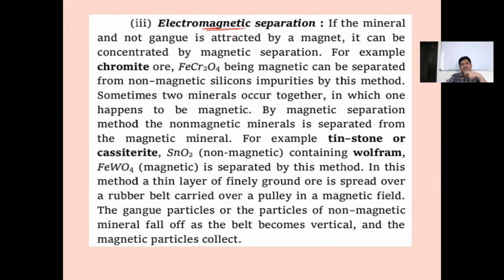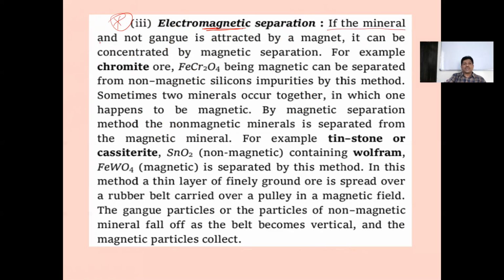Suppose an iron wheel becomes a powerful magnet by passing electricity. When you switch off the electricity, it becomes a normal iron wheel. That is called an electromagnet. So this is electromagnetic separation, or simply magnetic separation. It is another important area. The froth flotation process of concentration is important, and electromagnetic separation is important.